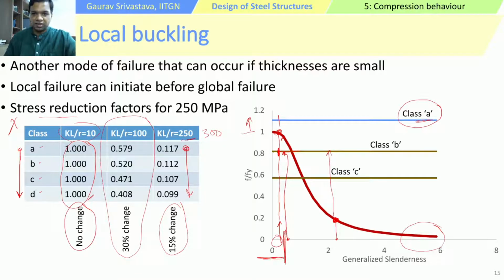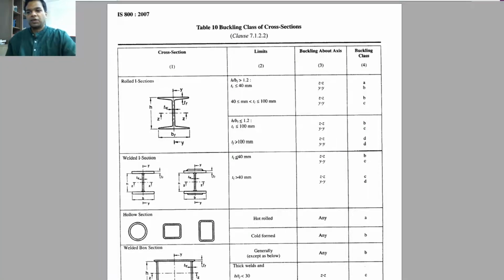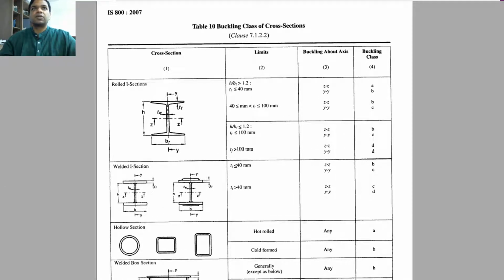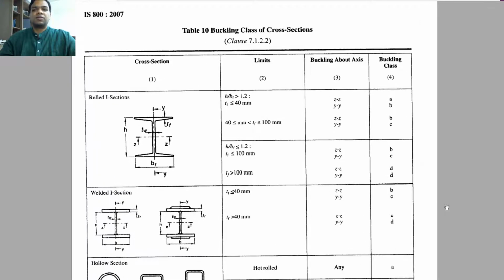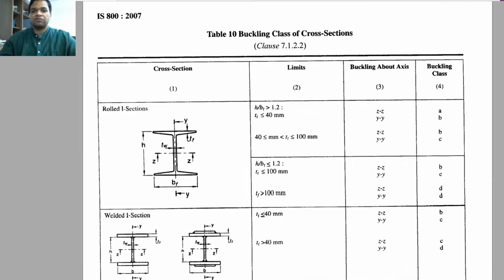And as earlier, the most effect will be for the intermediate range of slenderness ratios, where there is a large impact of local buckling. So for KL by r equal to 100, there is a 30% change in going from class A to class D type of buckling. Now the buckling classes are defined in Table 10 of IS 800. It gives buckling classes for different cross sections and different configurations.